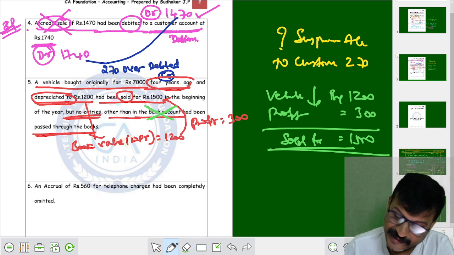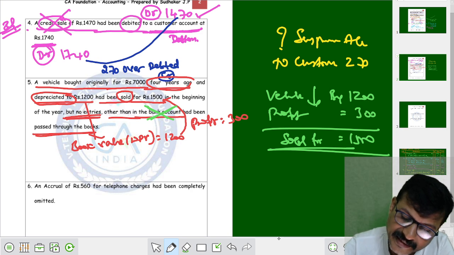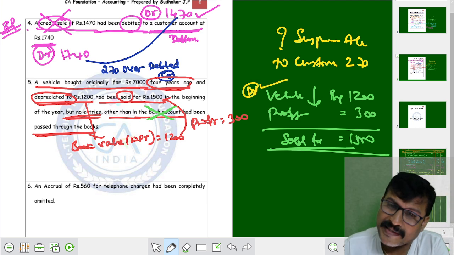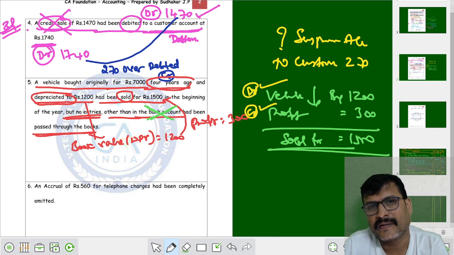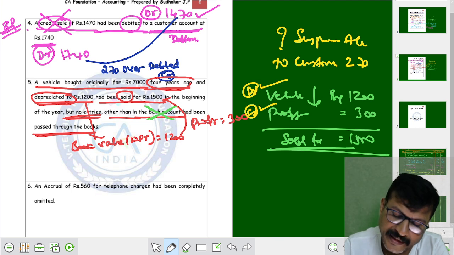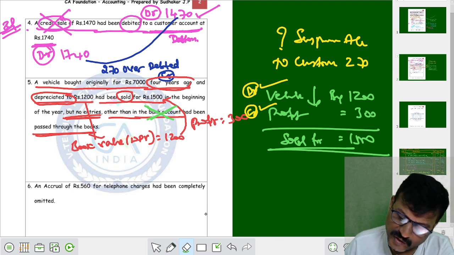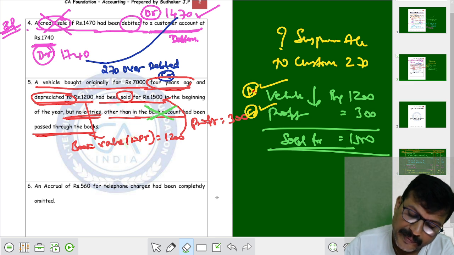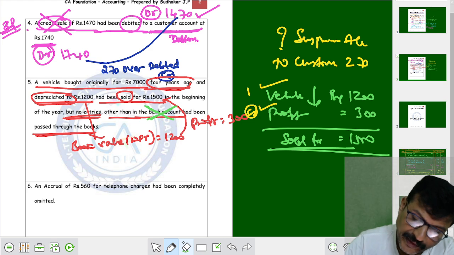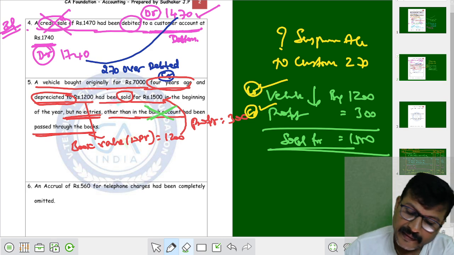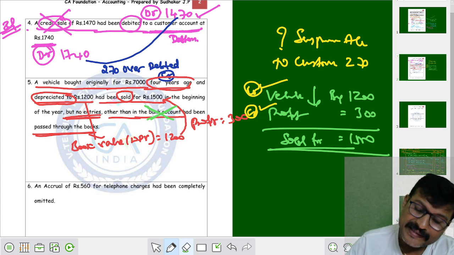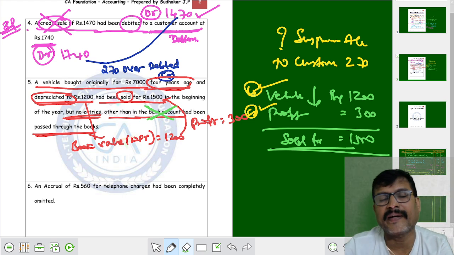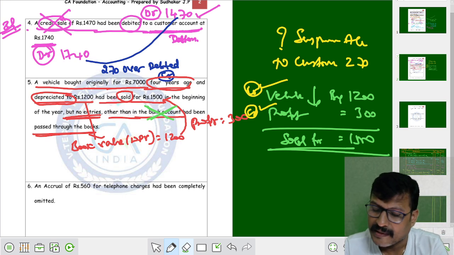See, my dear students, when your asset decreases, it is to be credited. Profit means income. For income, we have to take it on the credit side. So the vehicle decreased, so the vehicle is to be credited. Profit is also to be credited. Then which account is to be debited? Suspense account is to be debited.